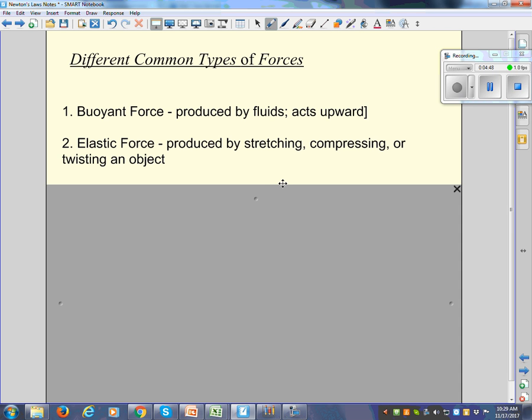The elastic force is produced by stretching, compressing, twisting an object, right? You take an elastic band and you stretch it out, or you take a spring and you compress it, or you twist something, right? Even like a towel, if you twist.